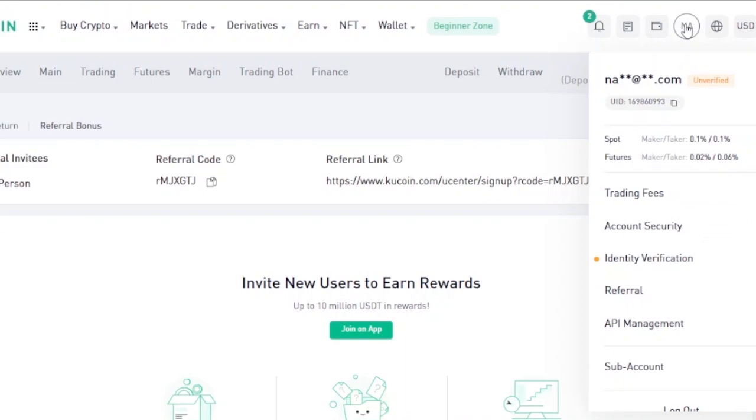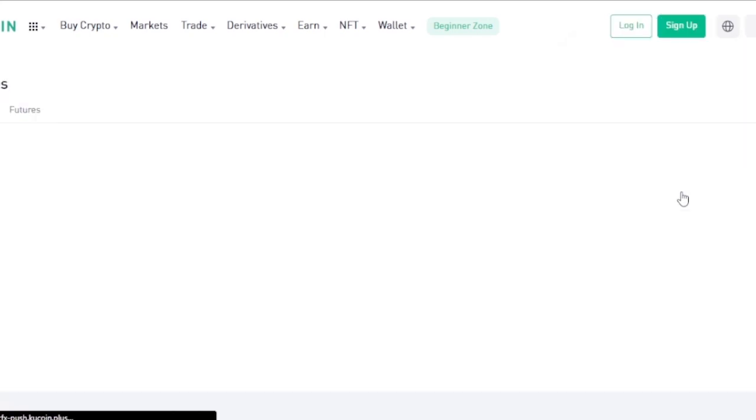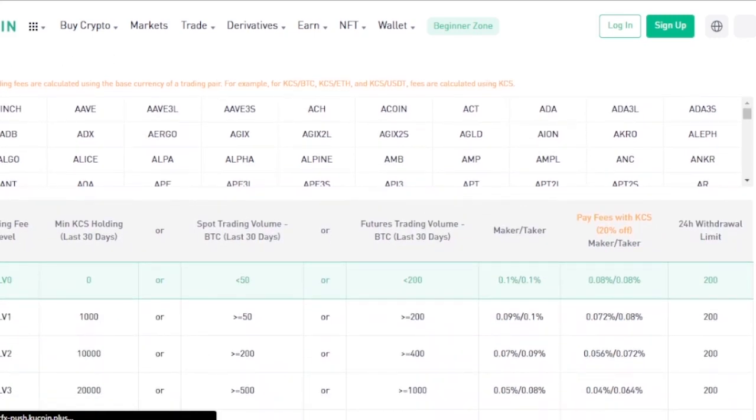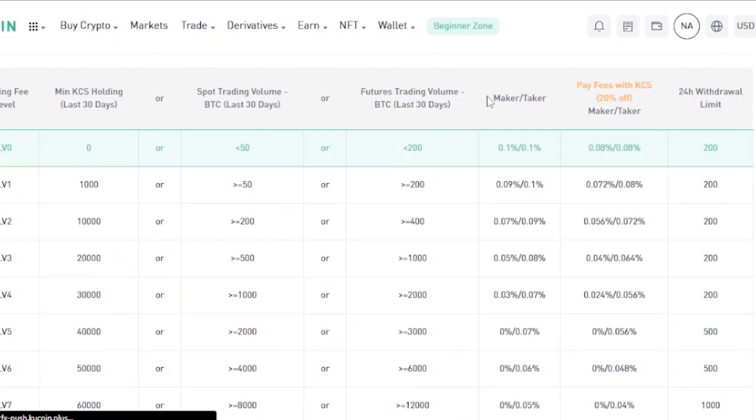When you open your own profile, you're also going to get these options right here. So you can get your trading fees. Trading fees is the amount of fees that you have to pay whenever you are making a trade. So you can see the trading fees of all the coins out there. And there are levels of the trading fees. Right now I'm in level 0.